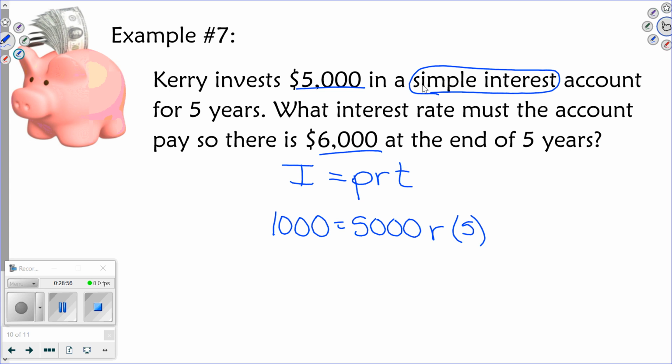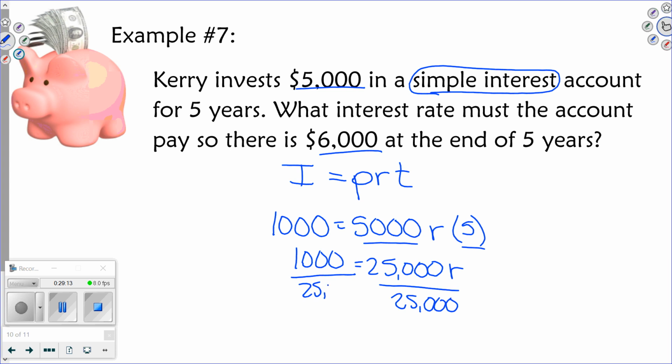Okay? So first thing I'm going to do is multiply 5,000 times 5, which is 25,000 R. And then divide that by the 25,000. If you want to do Elena's way and divide by 5,000 and divide by 5, you can. Oh, I don't want to do anything Elena does. So I get 0.04. What'd you say, Noah? That is 4%. You're right.